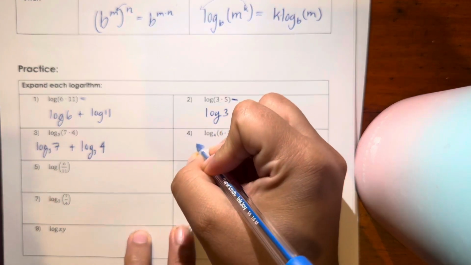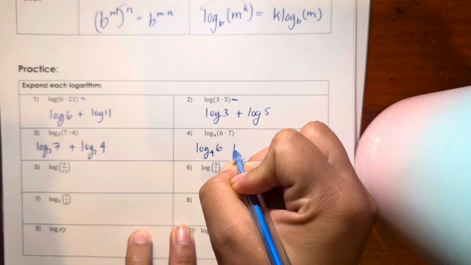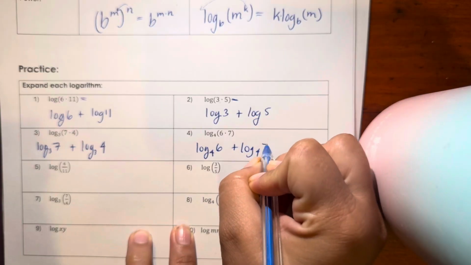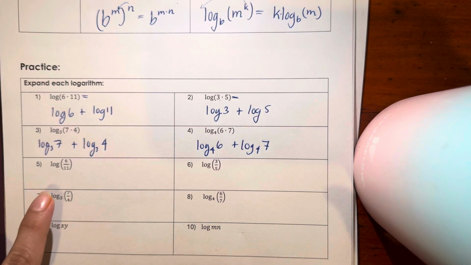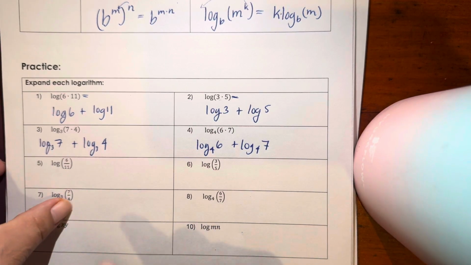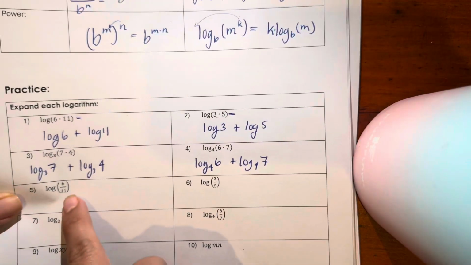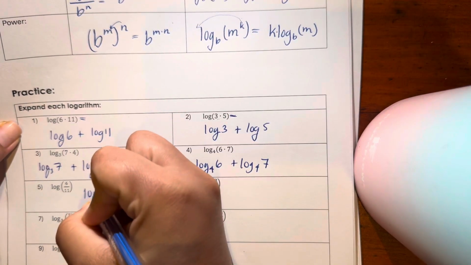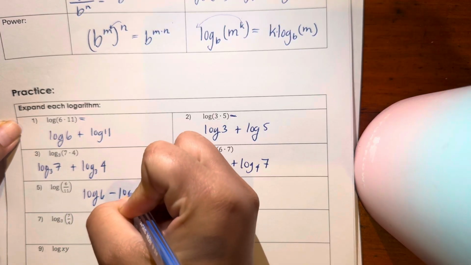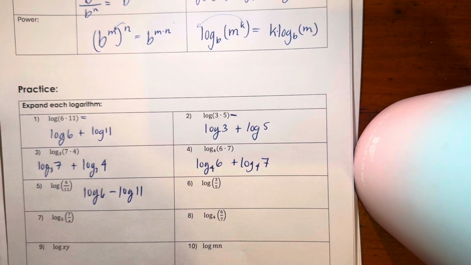So here they're multiplying, they're going to separate into addition, but they both have a base of 4. Log base 4 of 6 plus log base 4 of 7. Okay, check your answer on the computer. This one is division. What did we say division changes to? Division changes to subtraction. So even though they're in a log together dividing, they're going to separate to subtraction. So it's going to be log of 6 minus log of 11. Not base 6. Log of 6 minus log of 11.